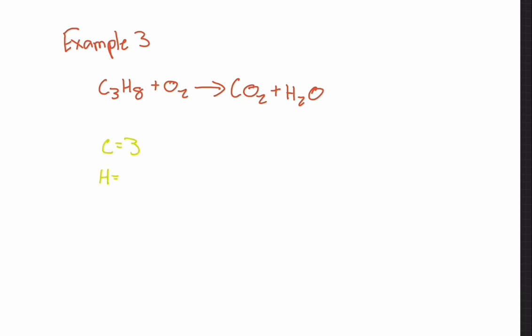We have 3 carbon on the left and 1 on the right. We have 8 hydrogen on the left and 2 on the right. And finally, we have 2 oxygen on the left and 3 on the right. The next step would be to start by balancing the carbon.